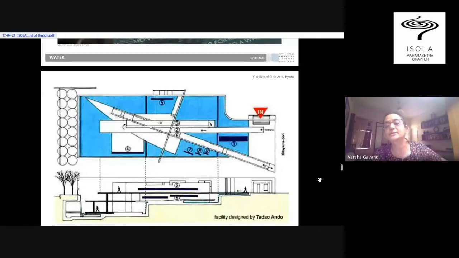This is another project that I would like to talk about. It is by Tadao Ando. So Tadao Ando, everyone knows, at least those who are architects or landscape architects. He is a very famous Japanese architect, and his use of water in architecture is very well known, with one of the most important examples being the Water Temple.